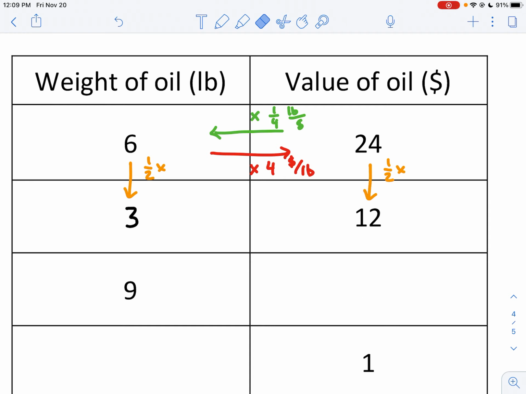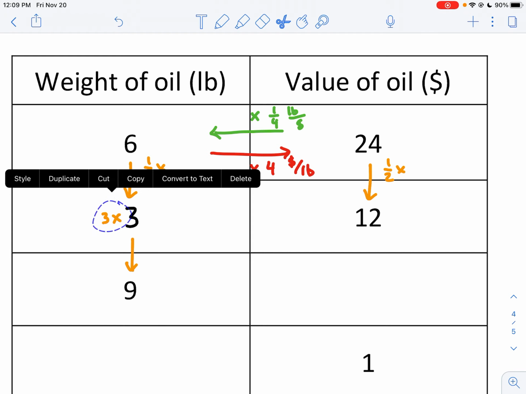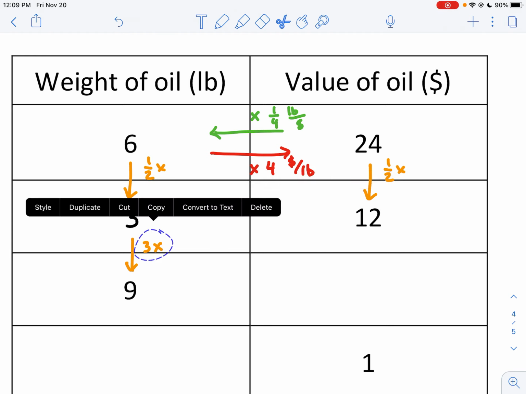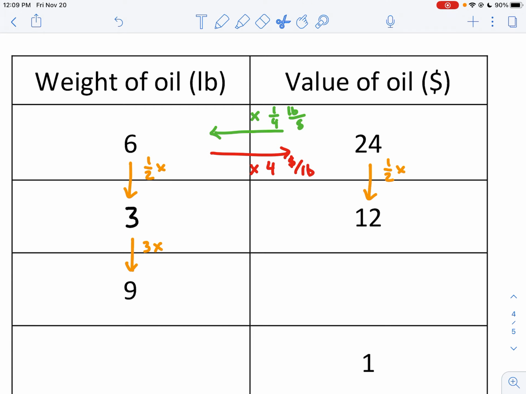Okay, let's pretend we didn't know the 36 yet and use tandem scaling. Well, once I know that 3 pounds of oil corresponds to $12, I can do some more scaling. What do I have to do to 3 to turn it into 9? I could do 3 times 3. Putting 3x means we're doing 3 times 3. And I'll do the same scaling over here, 3 times 12. And 3 times 12, of course, is 36.